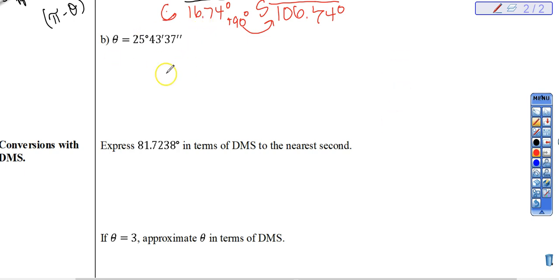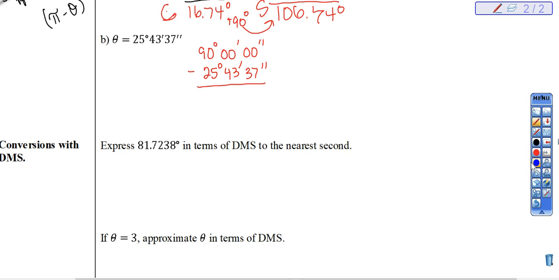Okay? So here I have theta in degrees, minutes, and seconds, and I want to find theta's complement. So I have 90 degrees, 0 minutes, and 0 seconds. I have no leftovers. And I'm going to find the complement to 25 degrees, 43 minutes, and 37 seconds. So you know I'm going to borrow, just like I borrowed from the other problem. But I'm not borrowing in base 10.